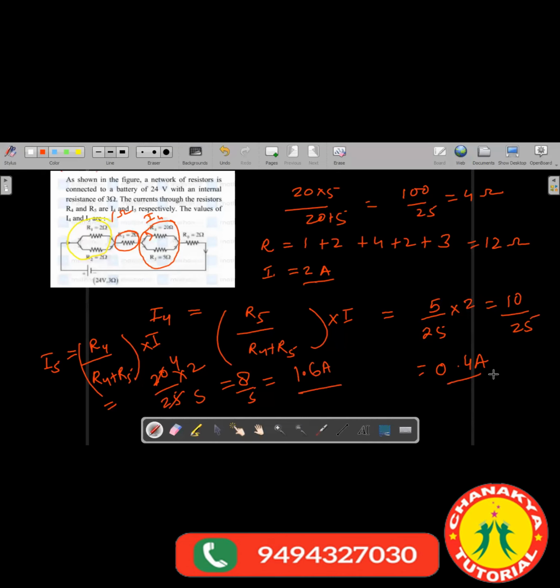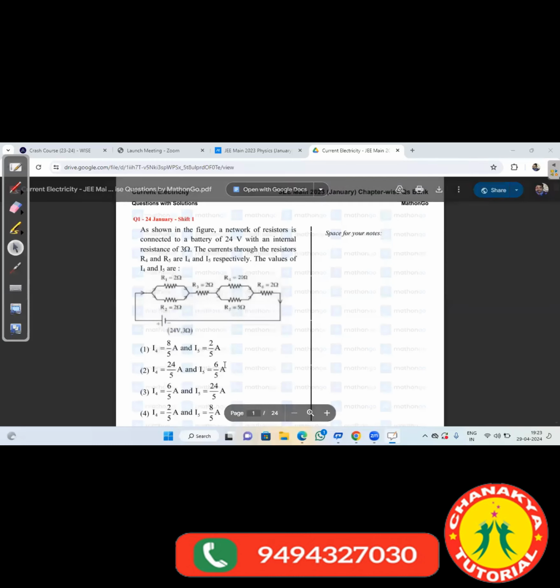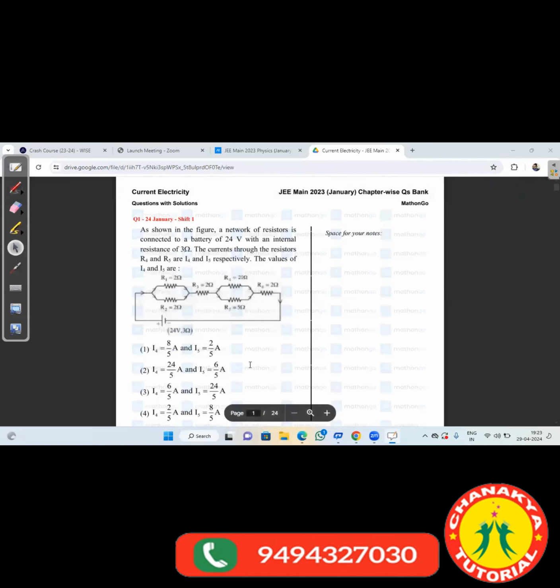You could also obtain it this way: if the current through one of the resistors is 0.4, the current through the other would be 2 minus 0.4, that's 1.6. Now you can check the answer. Here you have the options 8 by 5 and 2 by 5. So this is the correct one: 8 by 5 and 2 by 5. That is, the first option is the correct one.